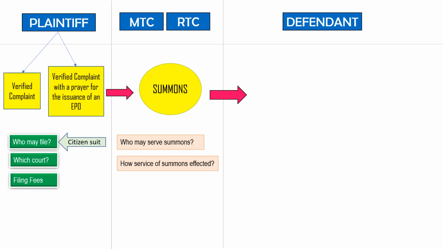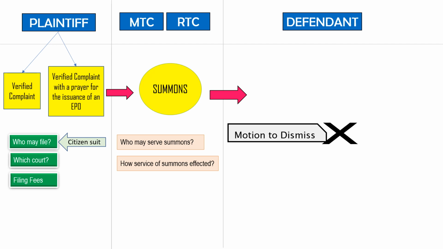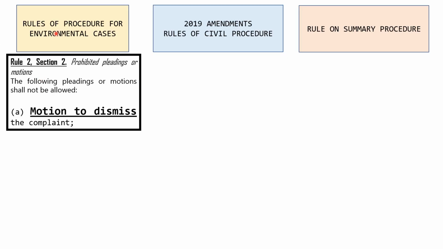So, let's compare. If you are in an ordinary civil case, pag nakatanggap ka ng isang summons, what are your options? Your option is, before you are going to file your answer, you have the option to file a motion to dismiss. Can you file a motion to dismiss in an environmental case? The answer is no. That is not allowed. That is a prohibited pleading. Section 2 of your Rule 2 of the Rules of Procedure for Environmental Cases is very clear that your motion to dismiss is not allowed. It is a prohibited motion.